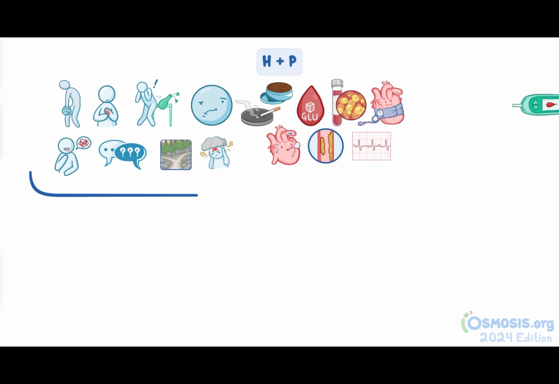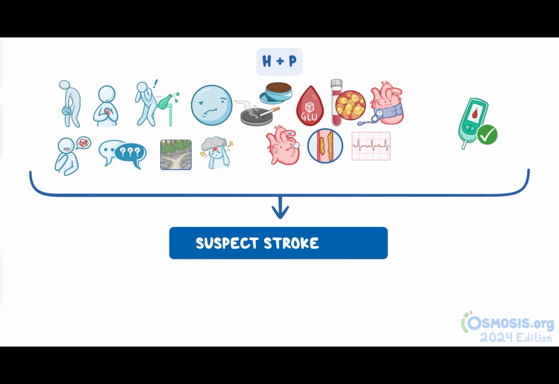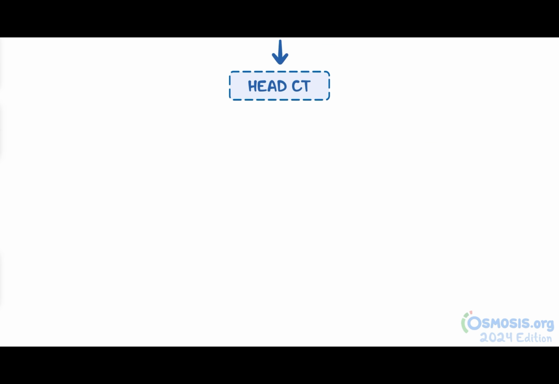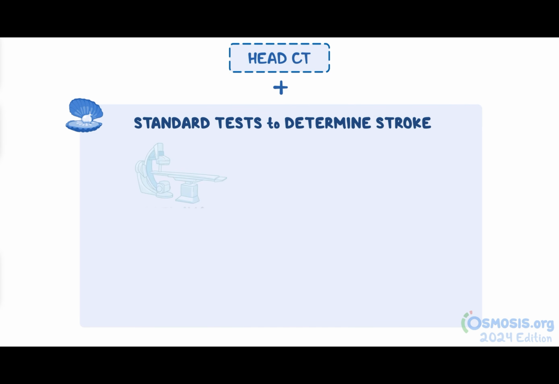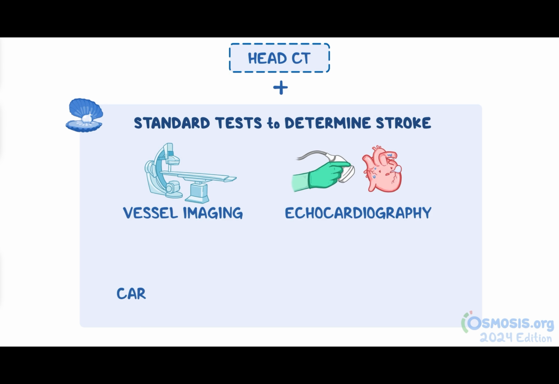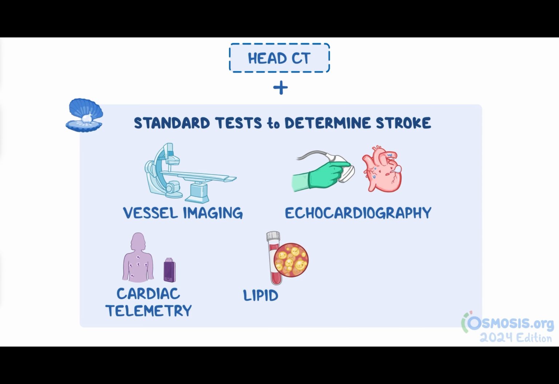With these findings, you should suspect stroke or TIA, so immediately proceed with a head CT. Now here's a clinical pearl to keep in mind. In addition to head CT, standard tests to determine the stroke etiology include vessel imaging, echocardiography, and cardiac telemetry. Also, you should check the patient's lipid panel and hemoglobin A1C.